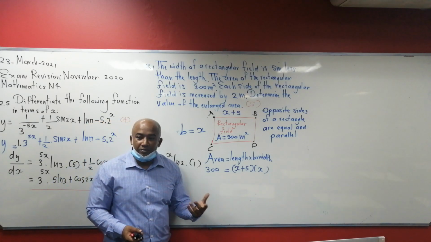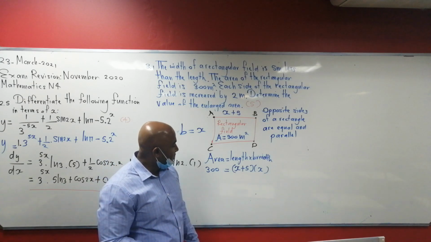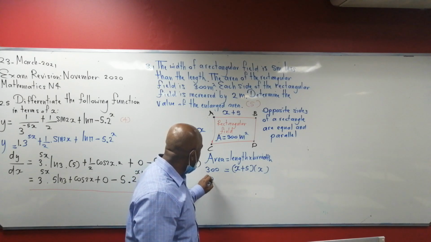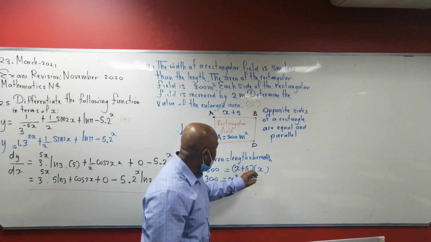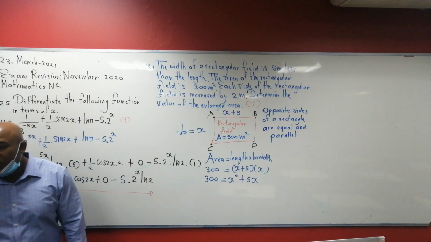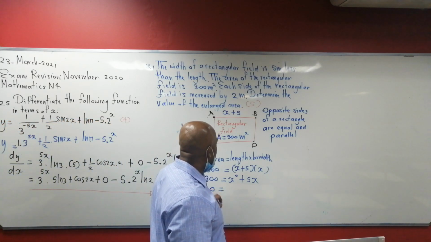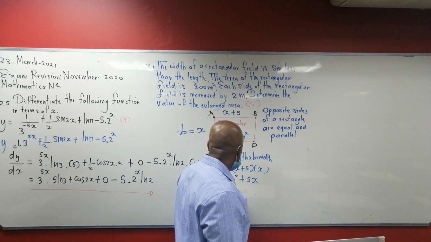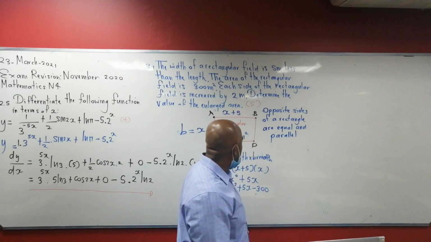Most of the time we have a quadratic when we're dealing with word problems. So you can see this is going to be a quadratic. We have 300 is equal to x times x, which is x squared, plus 5 times x, which is 5x. Now you make your whole quadratic equal to 0. All I have to do is subtract 300 on both sides. So now 0 is equal to x squared plus 5x minus 300.